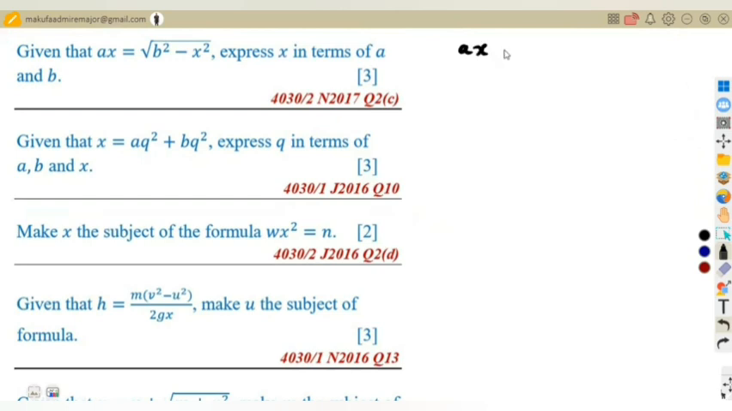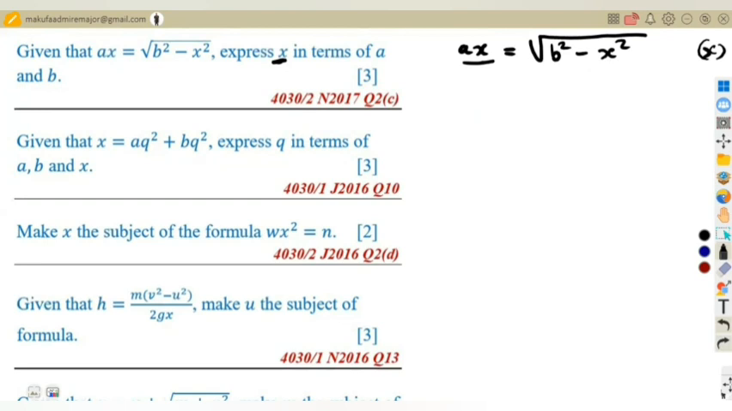So we are given ax = √(b² − x²). How can we make x the subject, to express x in terms of the others? Here there's an x inside the square root. So you don't just divide by a like this. Therefore, no, this is actually wrong, because you are left with another x here. So you don't just divide like that.